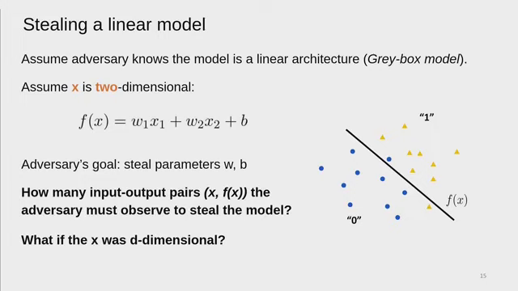Now, for stealing a linear model, we assume that the adversary knows that the model is a linear architecture, like we're following a gray box model as before, but we don't know the parameters. So assume x is two-dimensional. So f(x) becomes w1 times x1 plus w2 times x2 plus the offset b. And the adversary wants to steal the parameters w and b. Now, in this situation, how many input-output pairs does the adversary need to observe to steal the model initially?